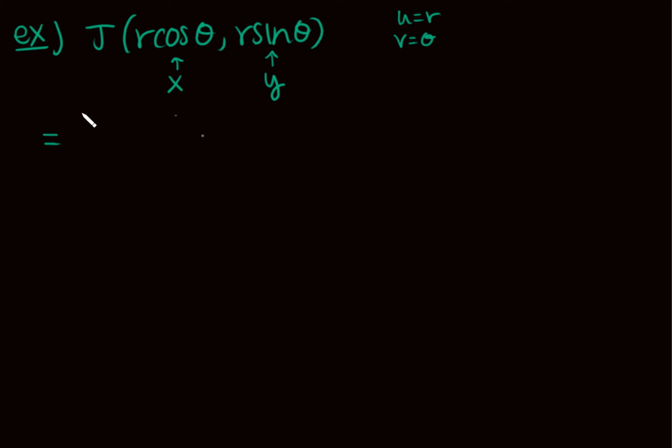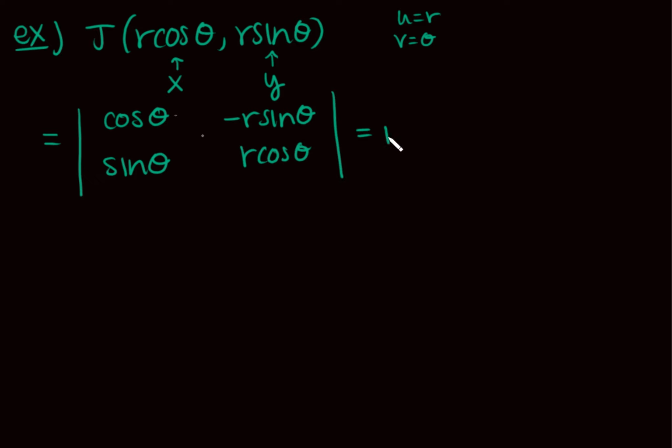So if I were to find the Jacobian of this, I would want the partial of x with respect to r, so that's cosine theta. Partial of y with respect to r is just sine theta. Then I want the partial of x with respect to theta, so that's negative r sine theta. And then the partial of y with respect to theta would be r cosine theta. And so look at what we're going to get here. We're going to get r cosine squared theta minus a negative r sine squared theta. If you look at that, notice that's just r. So that r comes from my r dr d theta.